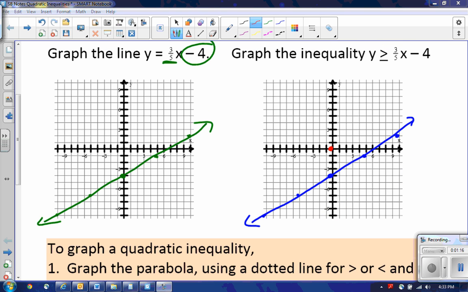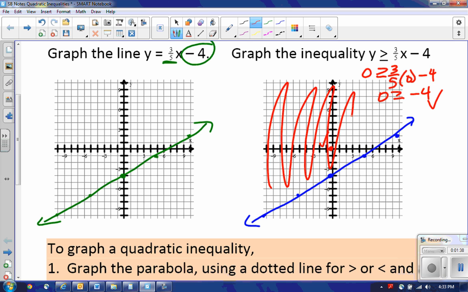To test the point, we plug in 0 for x and 0 for y into the original inequality. 0 is greater than or equal to 3/5 times 0 minus 4. That gives us the inequality 0 is greater than or equal to -4, which is true. So this point does work, and we would shade the side that includes that point.